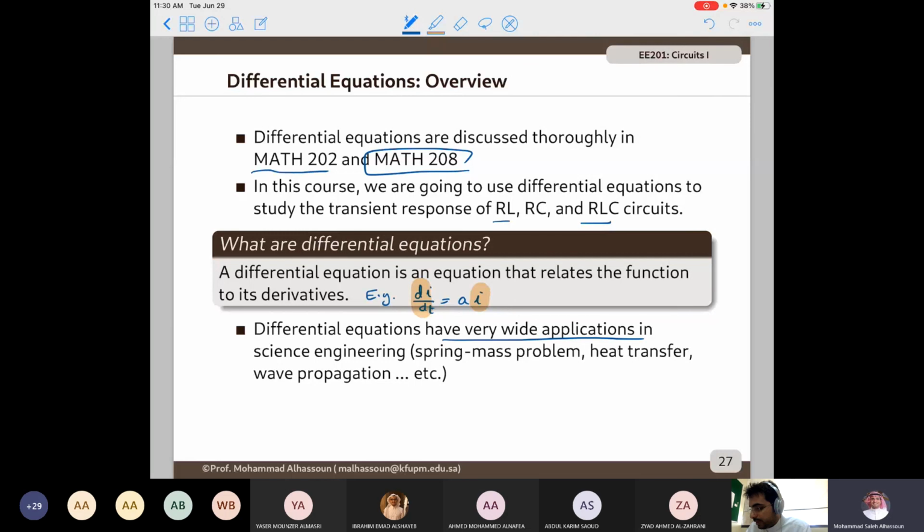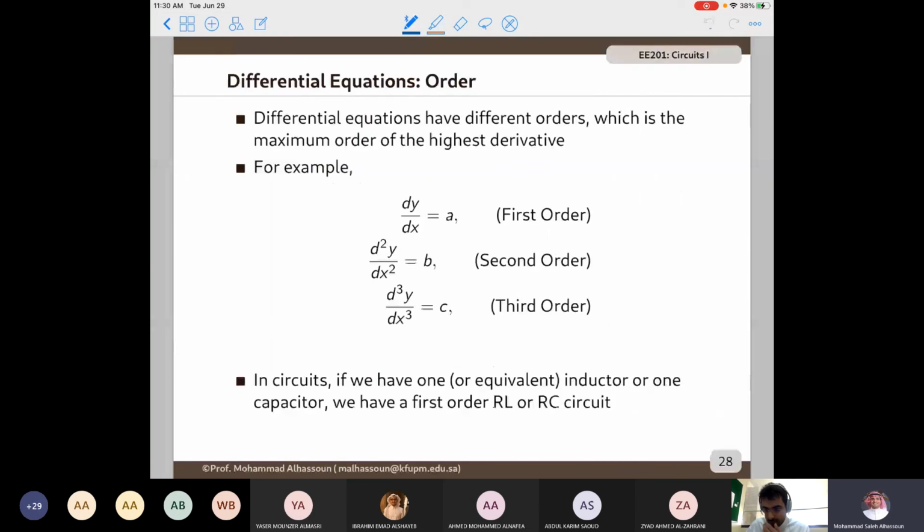Differential equations have wide applications in science and engineering. Examples of this are the spring mass problem, heat transfer, wave propagation. All of these are governed by differential equations. One important thing about differential equations is the order of these differential equations. So what do we mean by the order? The order is the power of the highest derivative. Here, this one is first order. This one is second order. This one is third order.